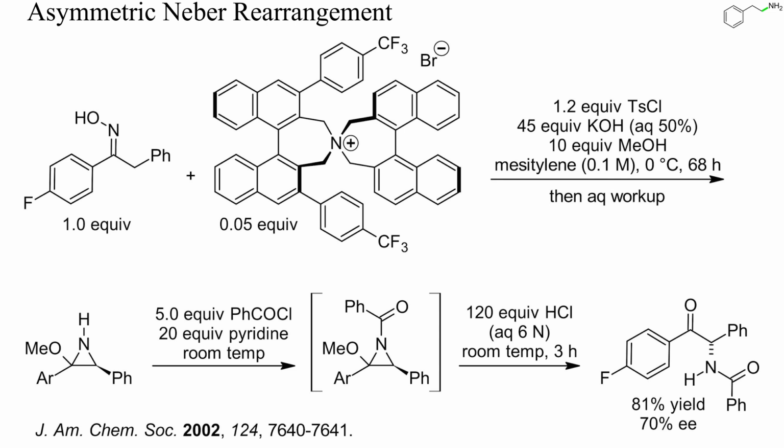If the Neber rearrangement is run with a chiral phase transfer catalyst, enantiomerically enriched aminoketones may result. Here, activation of the oxime and cyclization proceeded in one step. No azirine but a methoxyaziridine was formed in this case. Benzylation and hydrolysis then yielded the final product.